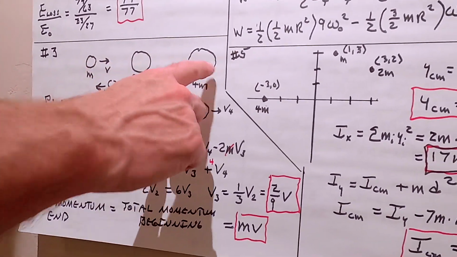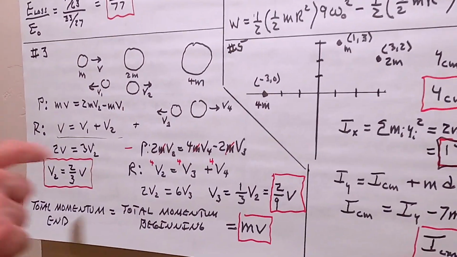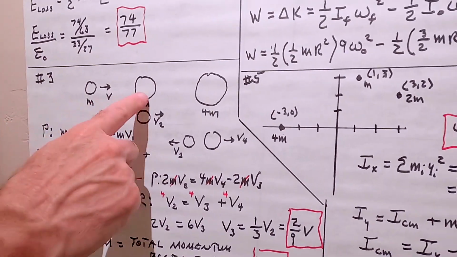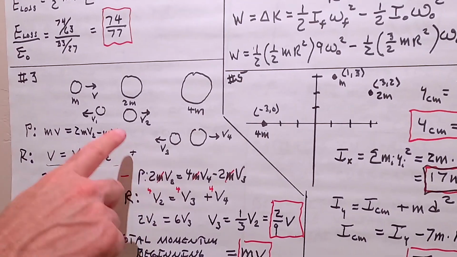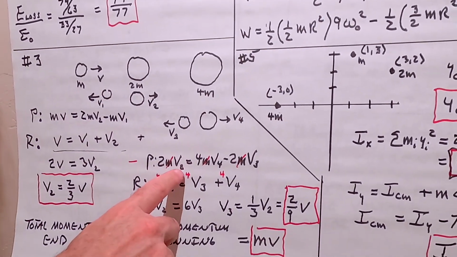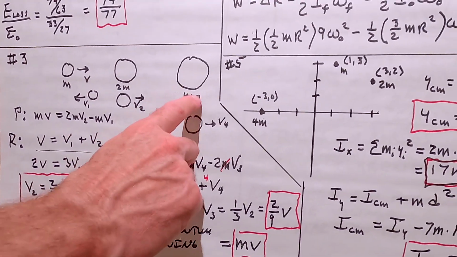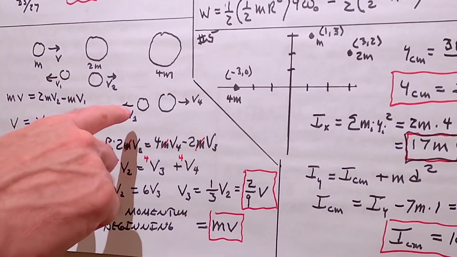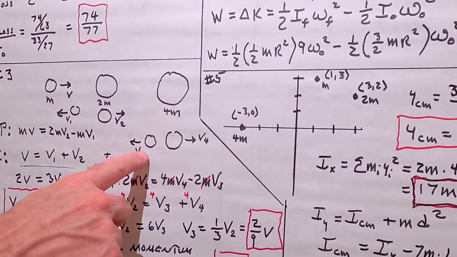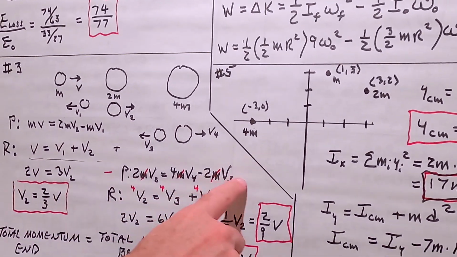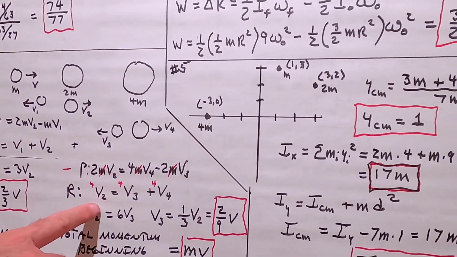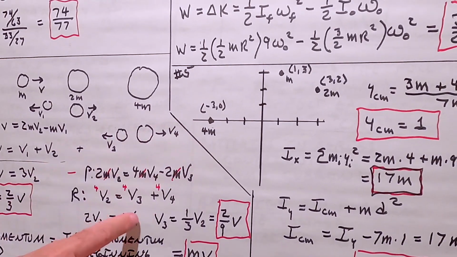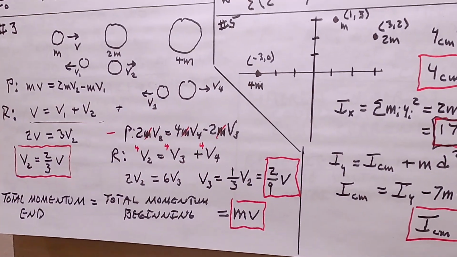Since he's running into something bigger, he's going to bounce back. Now, this guy's out of the picture, so now we just have this collision right here. The momentum before is 2m v2. Afterwards, we have 4m v4 minus 2m v3. So there's our momentum equation, and our relative speed is v2 coming in, and since they're going in opposite directions, it's v3 plus v4.